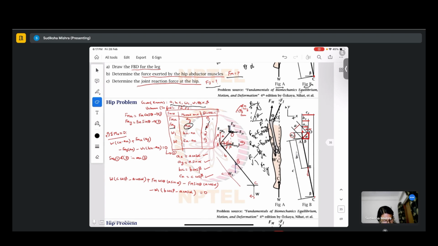W1, which is acting here basically at B, is at a distance of b. So if you see here, this is ax, and this is bx.